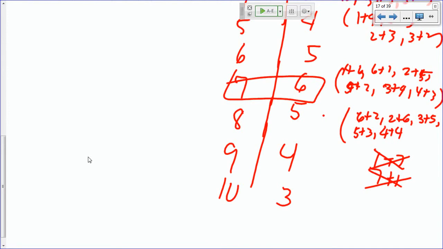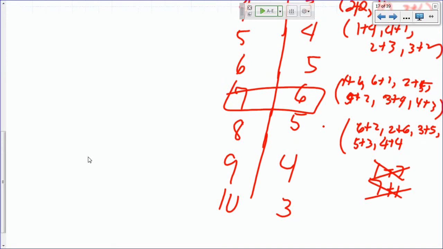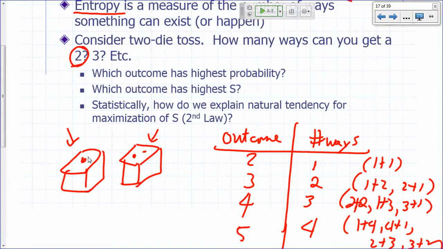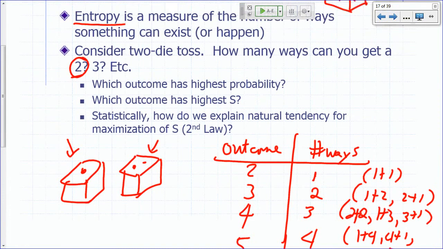Everything's random, right? So we say then an outcome of 7 would be a high entropy condition. It's the outcome that has more ways of showing up. Okay? So that would be a statistical interpretation of entropy. The outcome that has the highest probability is a 7. That's the one that has the highest entropy. So entropy then we say is a measure of the number of ways something can happen.